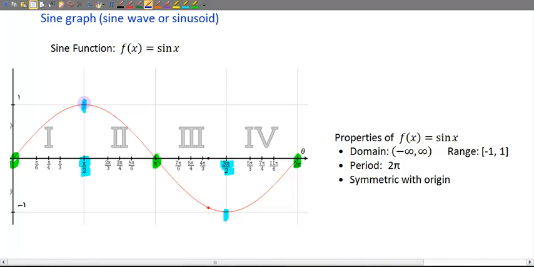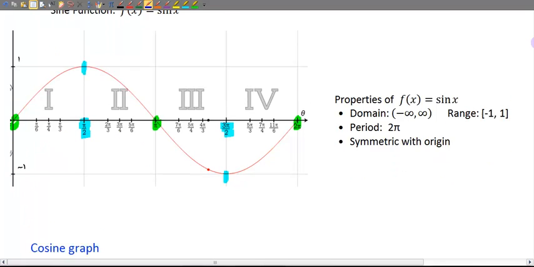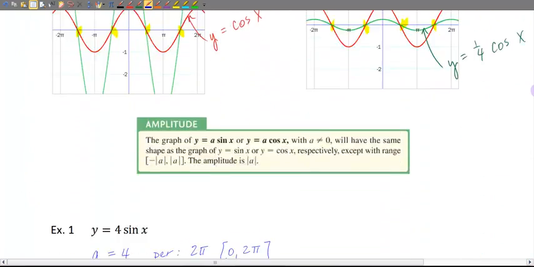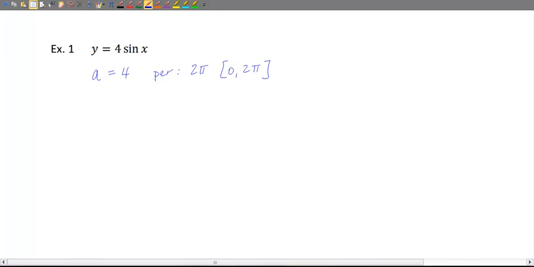Knowing that at pi over 2 we have a maximum, at pi we cross the x-axis, at 3 pi over 2 we have a minimum, and at 2 pi we come back to the x-axis. And we always start this parent function out at 0, 0. And notice as I scroll through this, those were all the quadrantal angles that we learned in the beginning. Right?